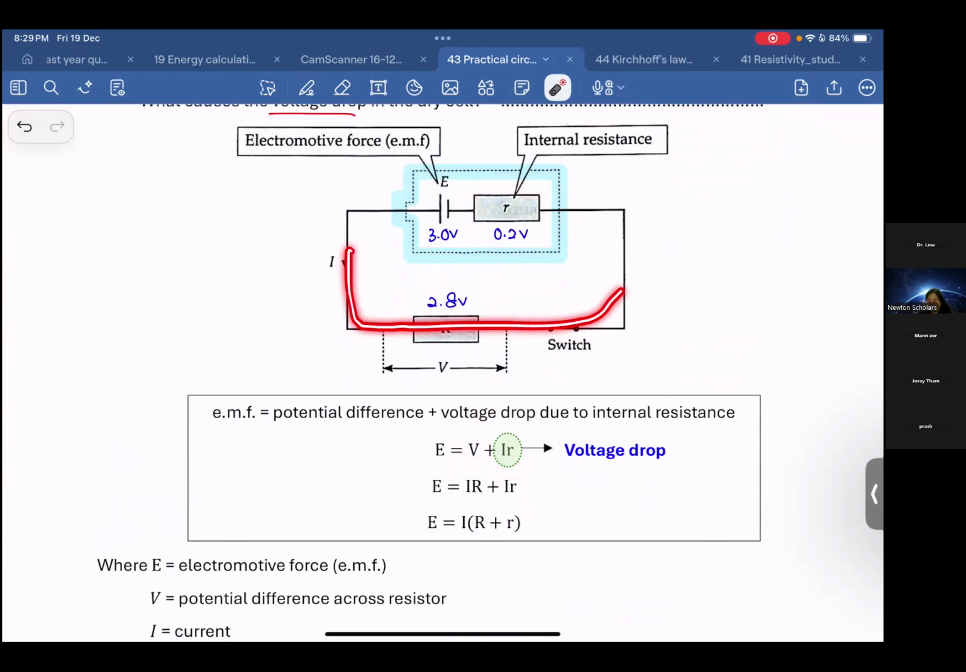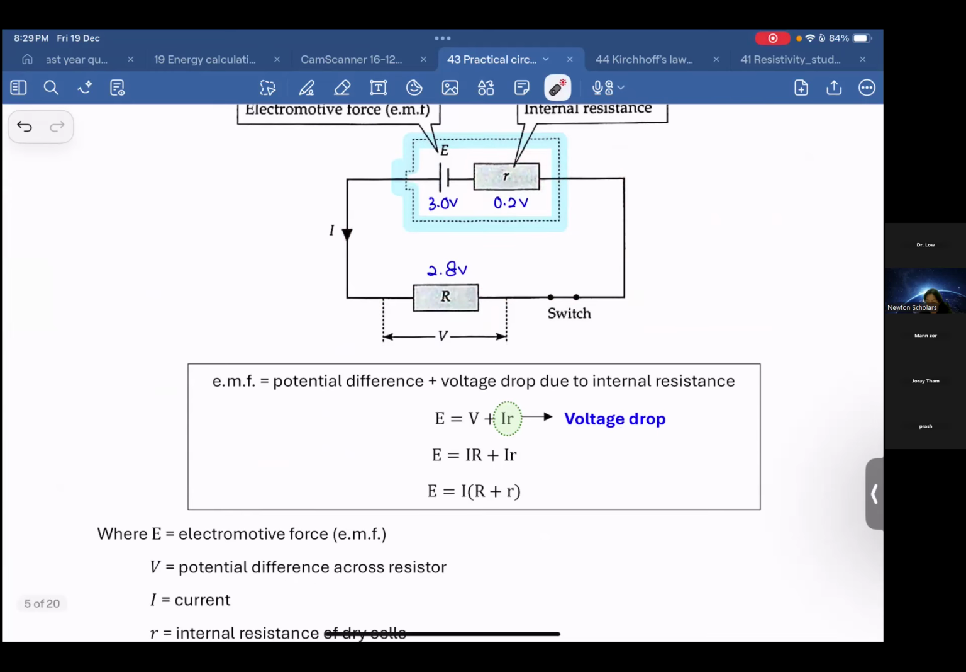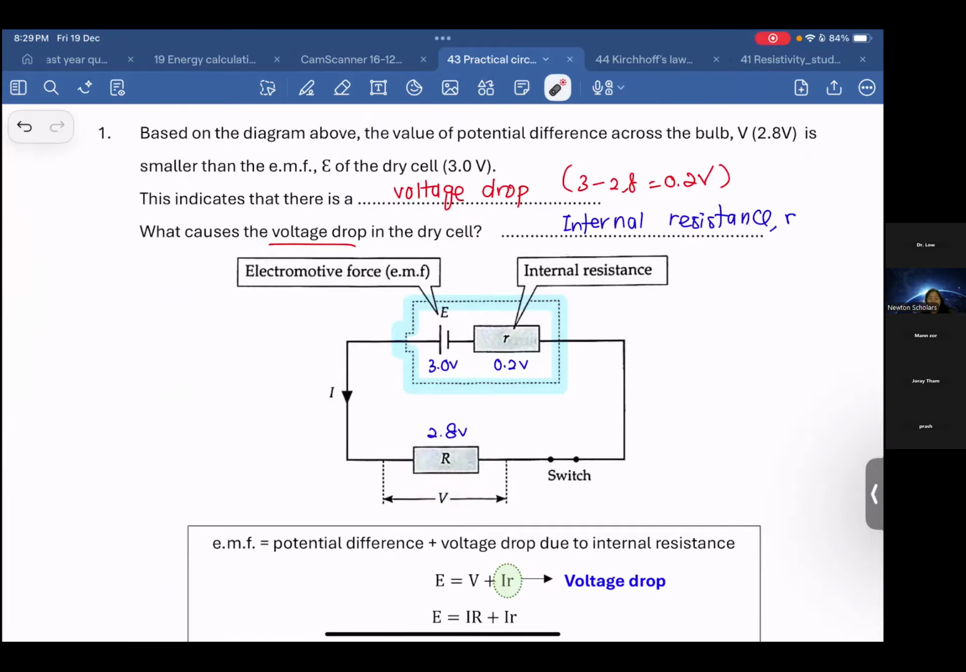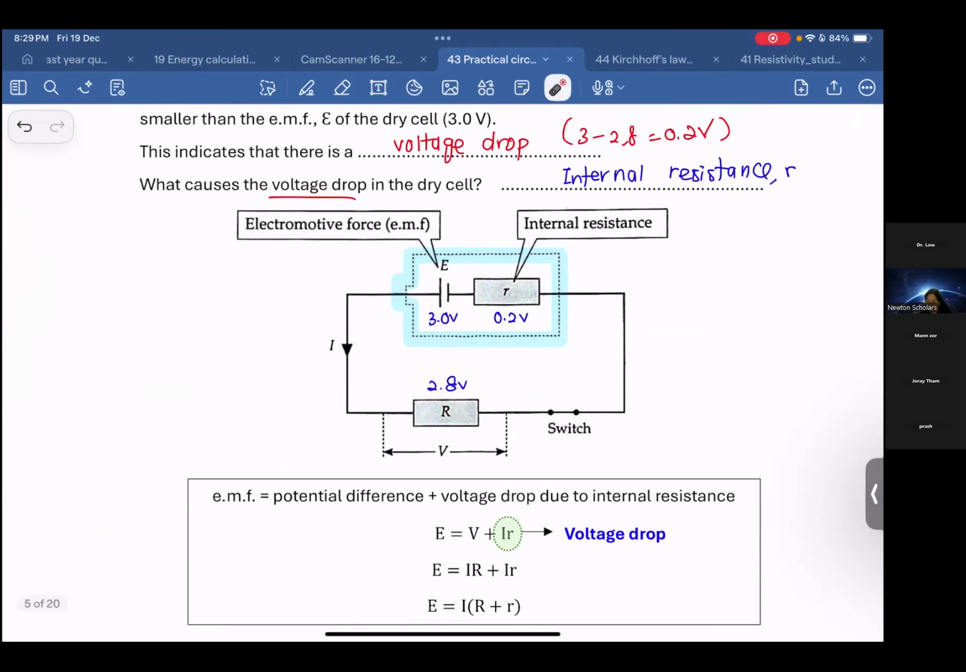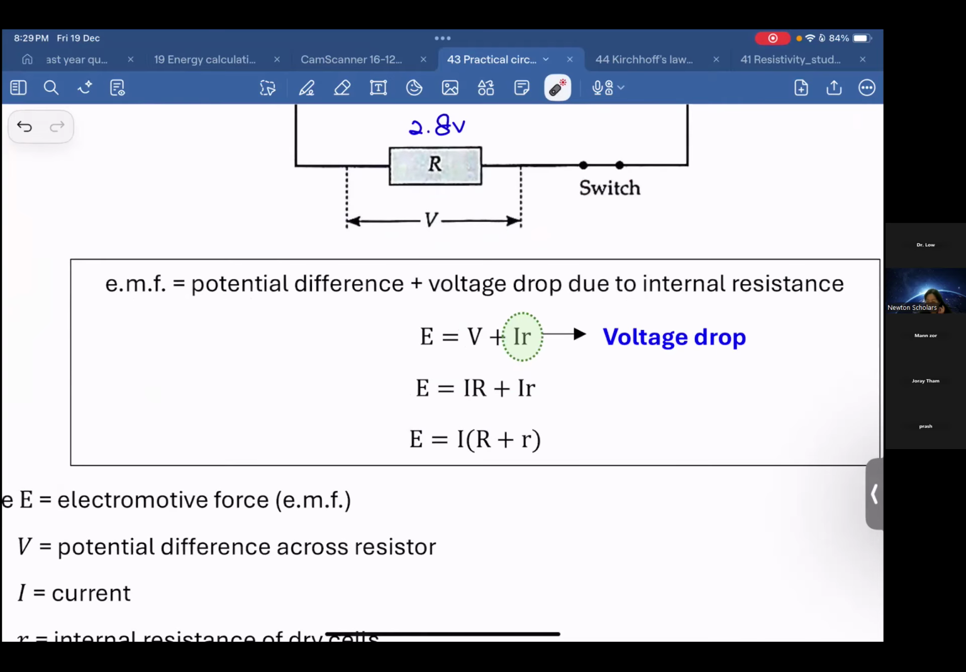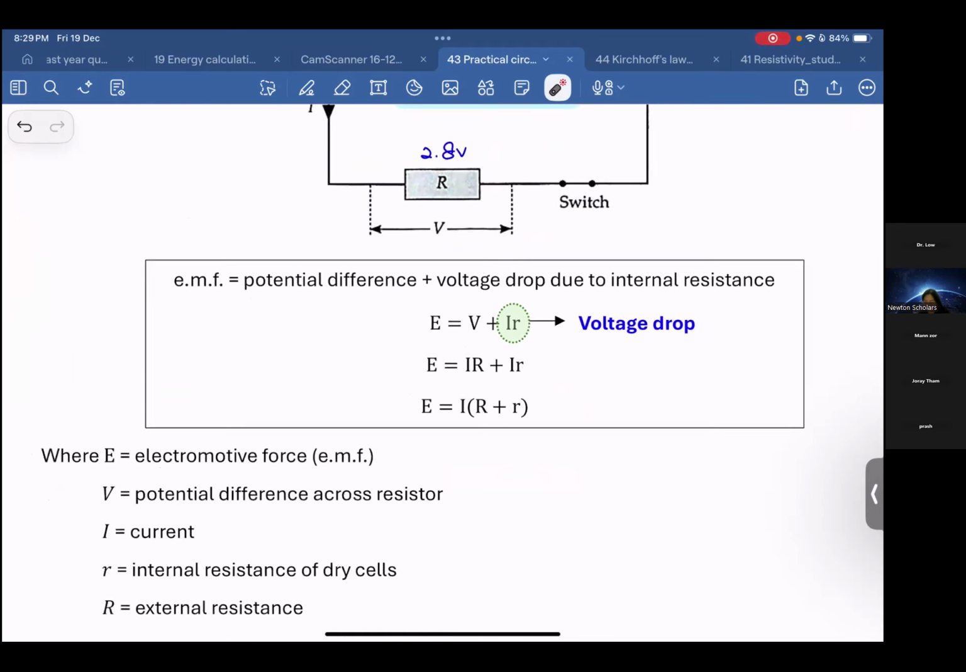Current I times your small r. Sometimes they didn't provide you V across the component directly. It's okay. We can do the calculation by using the current in the circuit times your total resistance. So these three formulas are actually the same thing: E equals V plus Ir, or E equals IR. So I times this R is your V plus Ir, or you factorize the I, R plus small r. These three formulas are actually the same thing, okay?